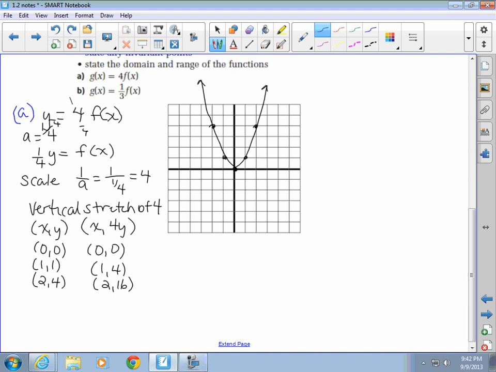So let's do this one in blue. I'm going 0, 0 is my starting point, so that's an invariant point. They've stayed the same for both of those. Then my next one that I plotted is that 1, 4. So be over 1, up 4, which puts me there. And then I can't do my 2, 16 because it's way off my graph. So this is y is equal to 4 f of x.